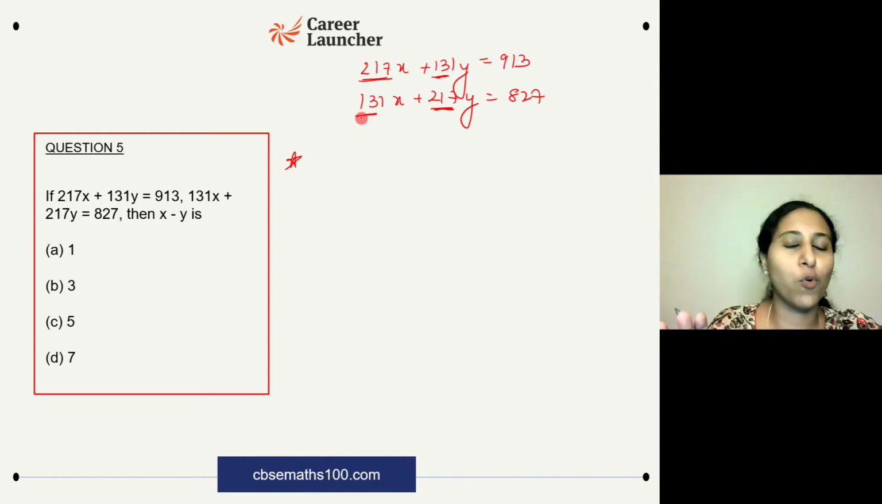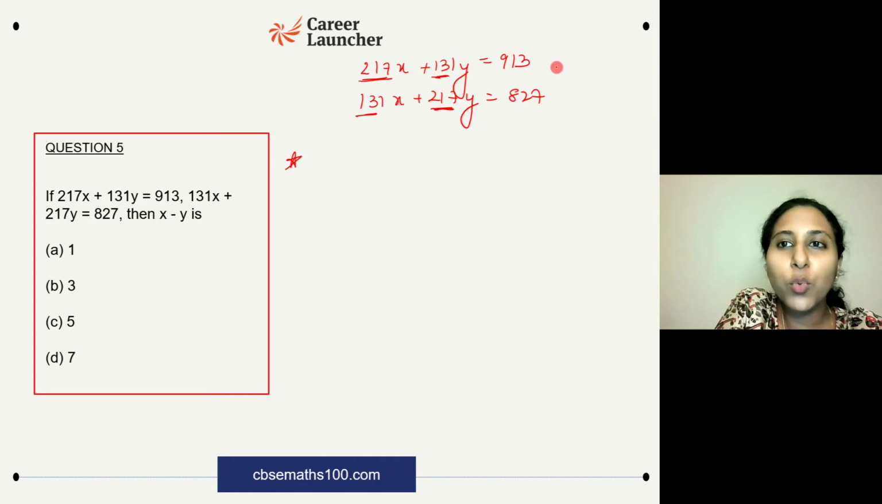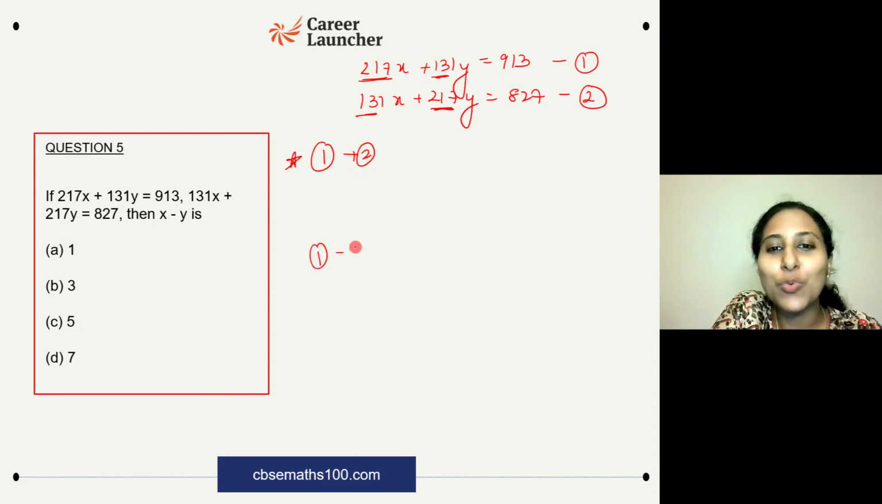In these types of questions, whenever you're solving for x and y, there is a standard method which you can follow, which will make it quite simple to solve. What you do is label these equations as 1 and 2. And then find out what is 1 plus 2 and 1 minus 2.